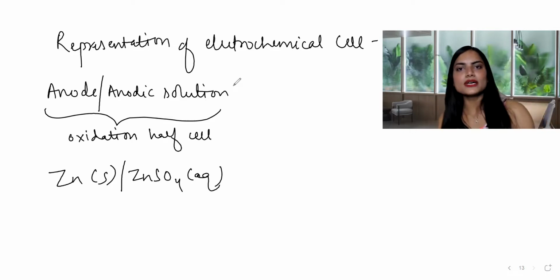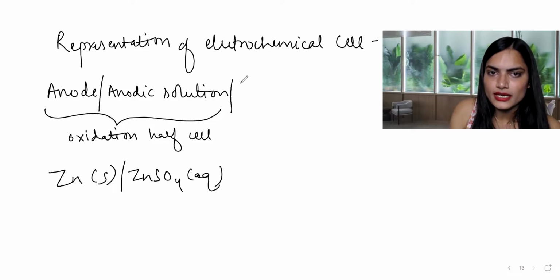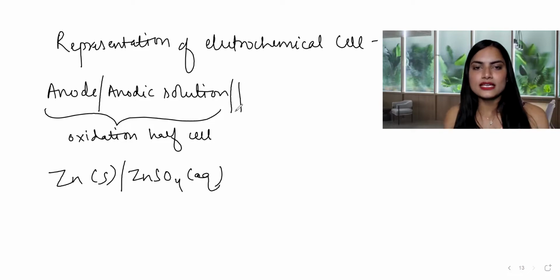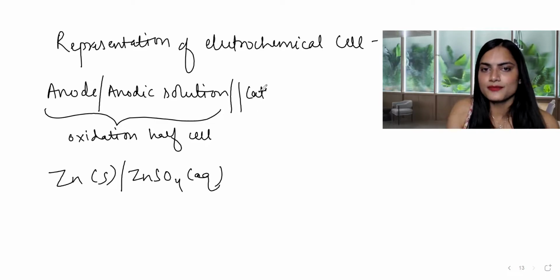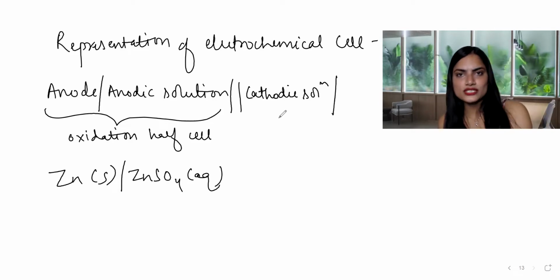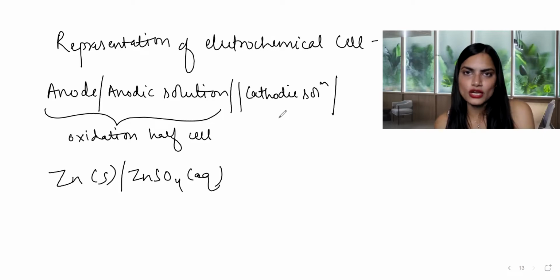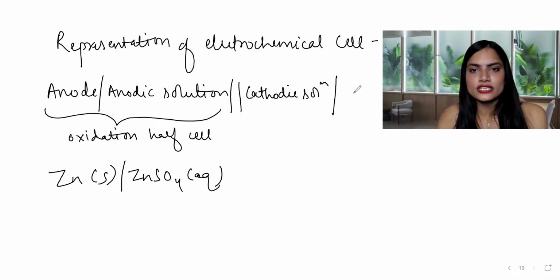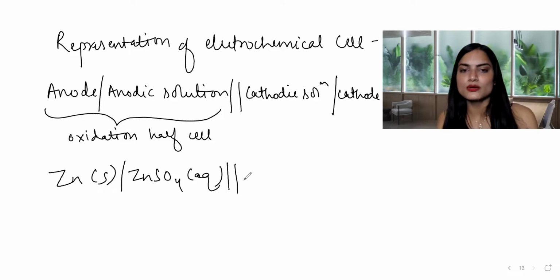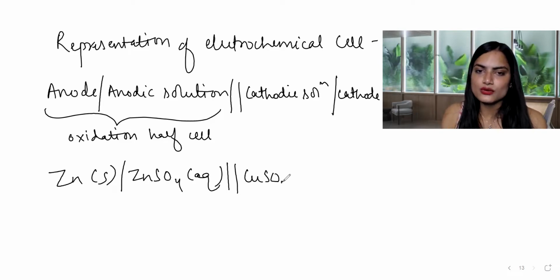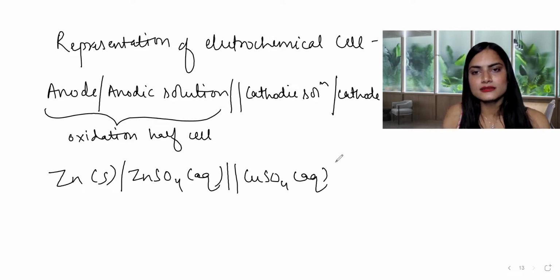Now, बीच में क्या था हमारा? Salt bridge था. Salt bridge is represented by double vertical line. And then you have to write this cathodic solution. And then cathodic solution was aqueous and your electrode is solid. So we'll represent it by a slash. Cathodic solution and then cathode, which was your solid. So here we'll write the salt bridge, and then cathodic solution was copper sulfate, which was aqueous. And then cathode is your copper, which was solid.